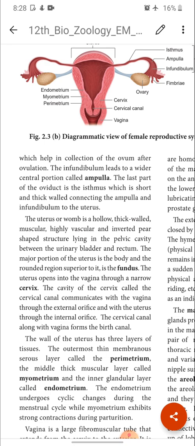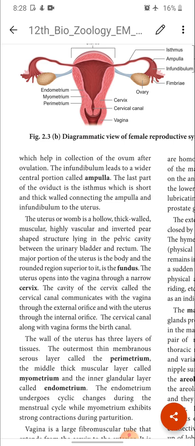The uterus, otherwise called the womb, is a hollow, thick walled, muscular, highly vascular organ. Vascular, you understood, means richly supplied with blood vessels. And what is the shape of the uterus? It is an inverted pear shaped structure lying in the pelvic cavity. Where is it located? It is located in the pelvic cavity.